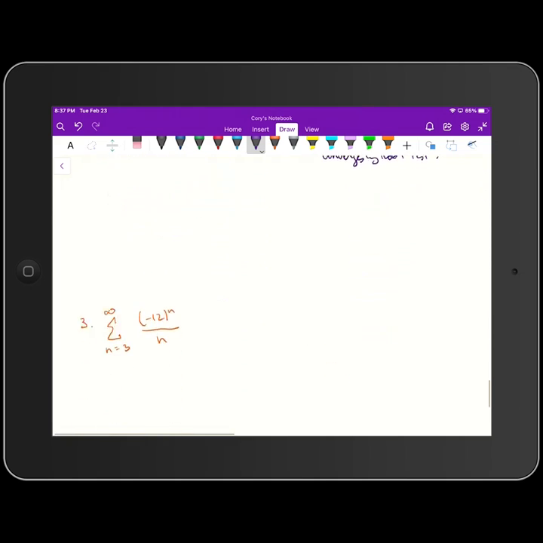I want to see you guys do the root test for number 3. For number 3, you have the sum from 3 to infinity of negative 12 raised to the n power divided by n. Go ahead and pause the video. Use the root test for this to determine if that series converges or diverges, and then turn the video back on and I'll go through the solution to this.